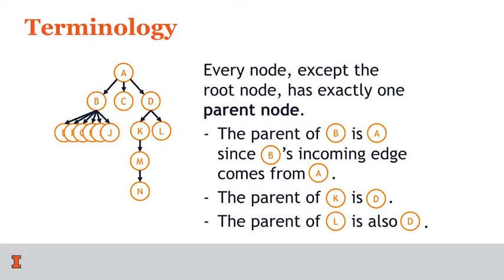Every node except for the root node will have something we refer to as the parent node. This works just like a family tree. One level up from you in the tree is going to be your parent. For example, the parent of B is A, since B has an incoming edge from A. The parent of K is D. Looking at the incoming edge again, the parent of L is also D.